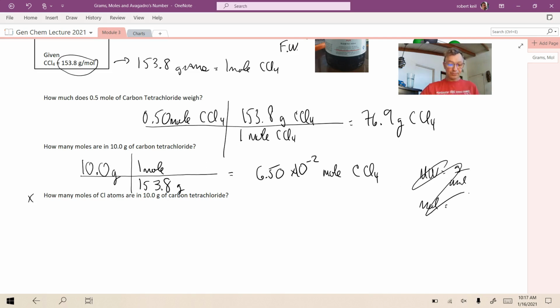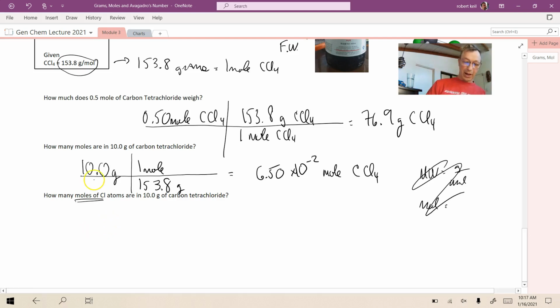Works really nicely. Okay, this last question messes people up a lot of times. It's how many moles of Cl. Actually, this is a good question. I misread it earlier. Never mind. It's not an Avogadro's question. How many moles of Cl atoms are in 10 grams of carbon tet?